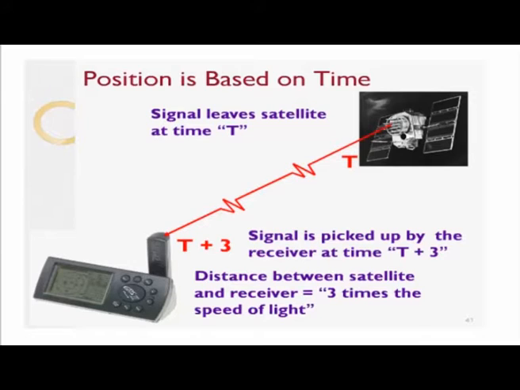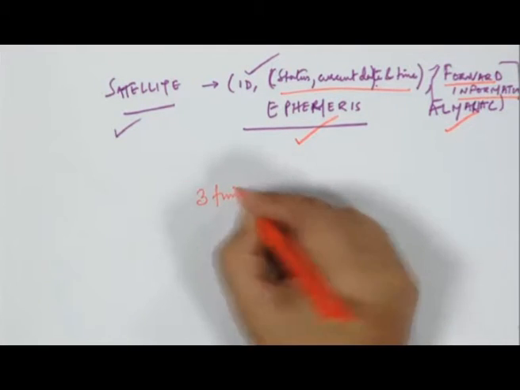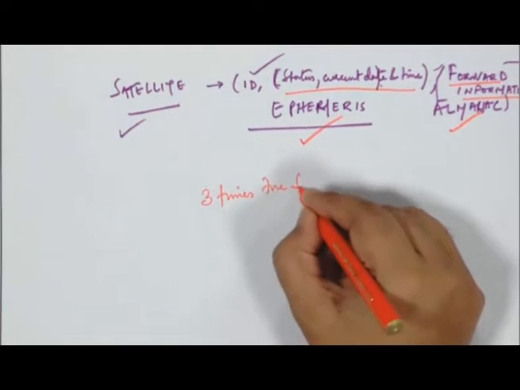So this is again the same picture which I was telling. The signal leaves the satellite at time t, then the signal is picked up by the receiver at time t plus 1. So what is the distance traveled between the satellite and the receiver? It is the time times the speed of light. So you know the distance.